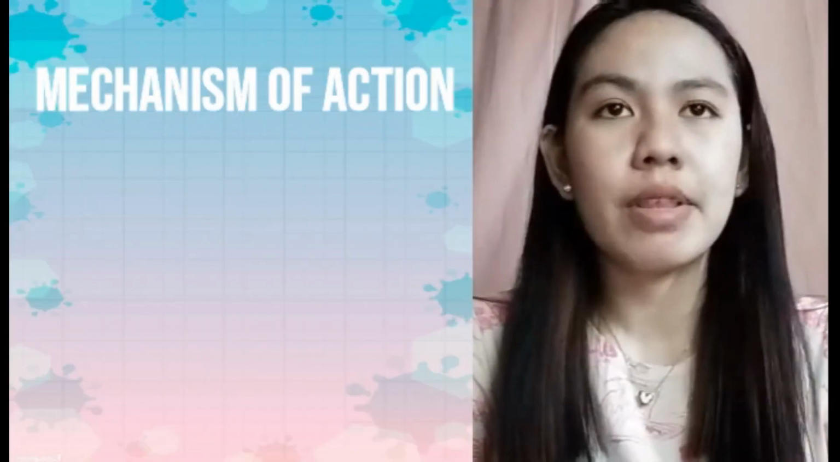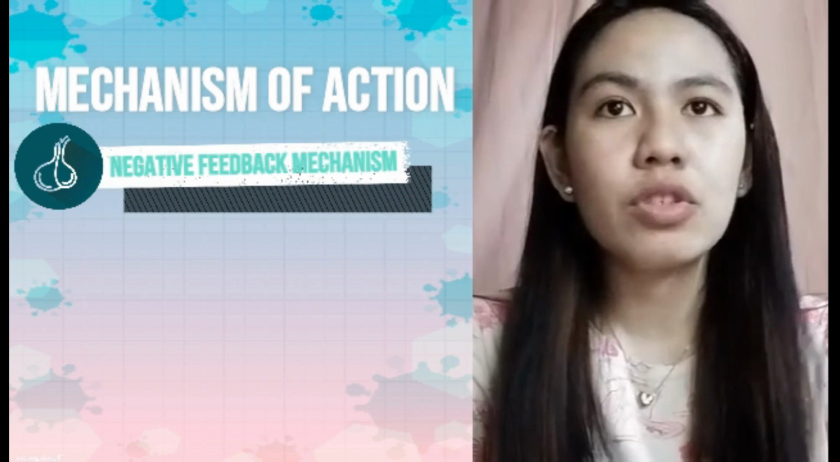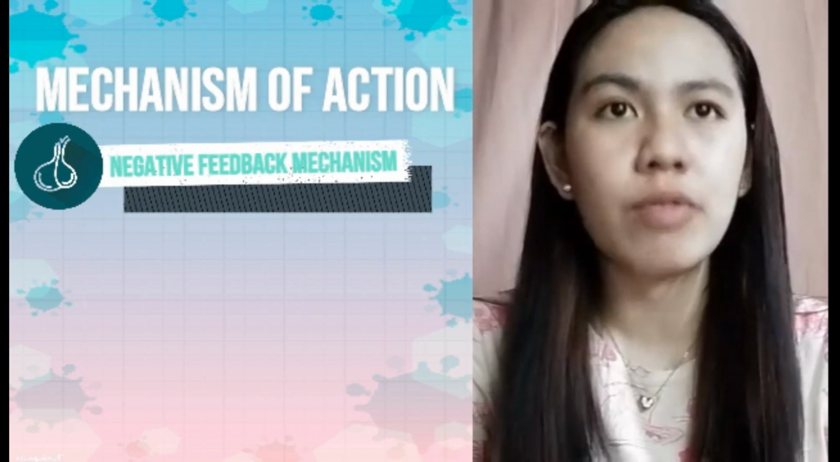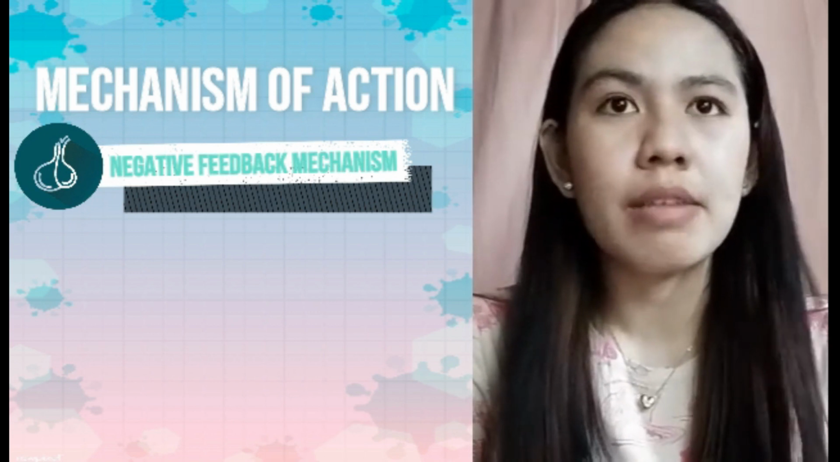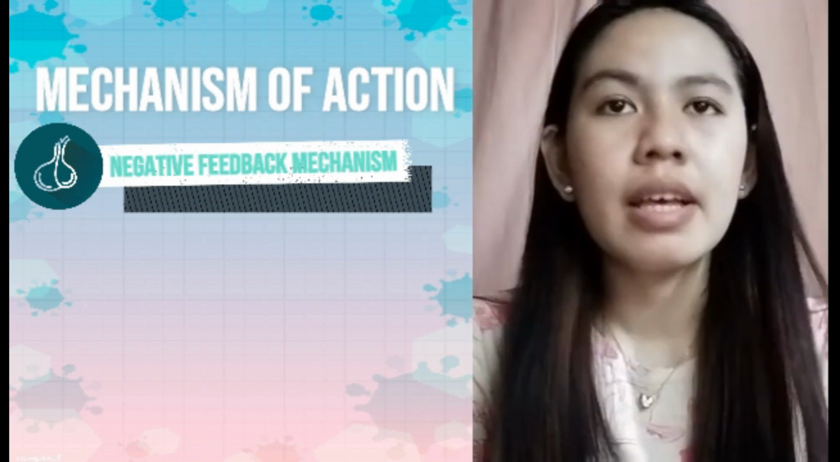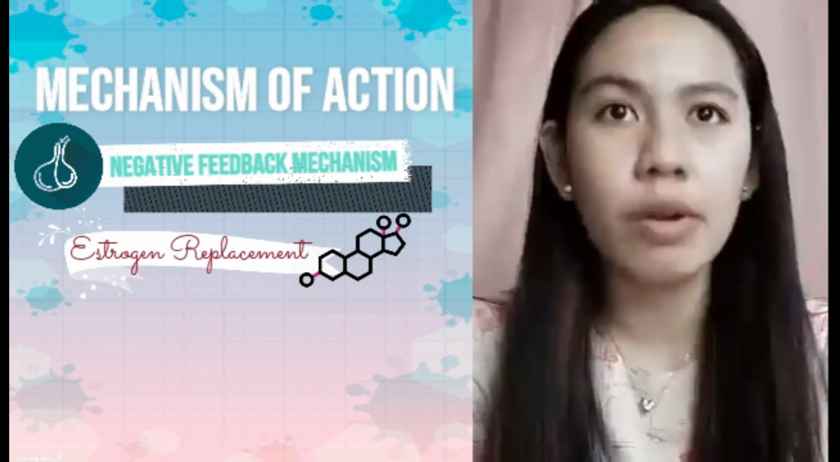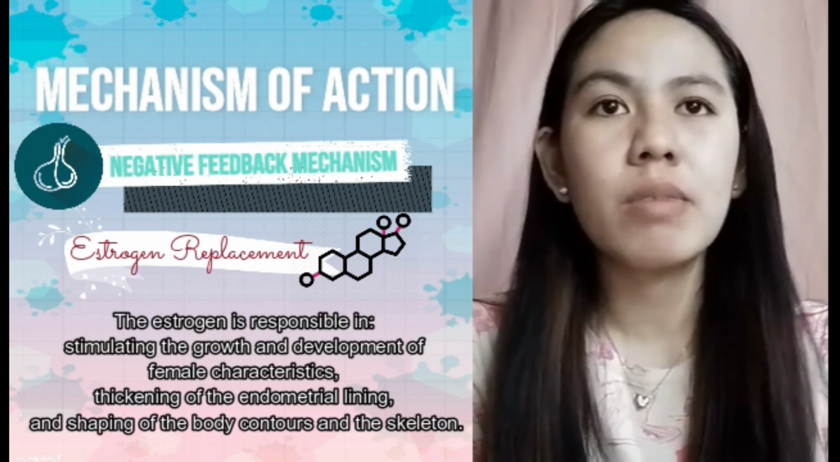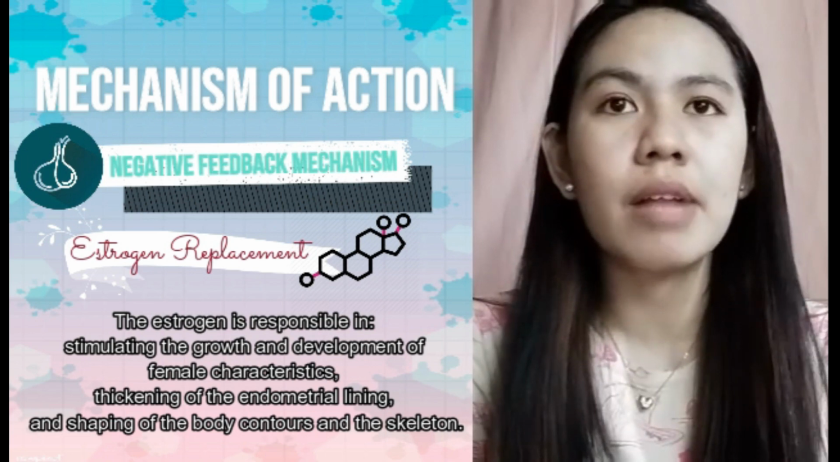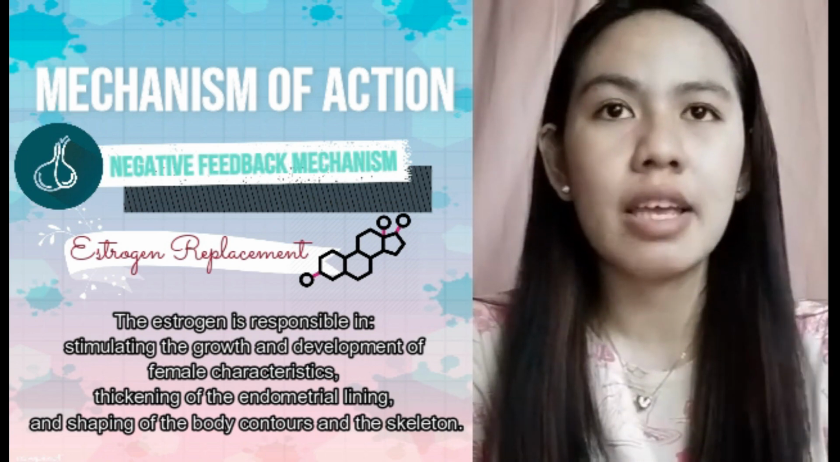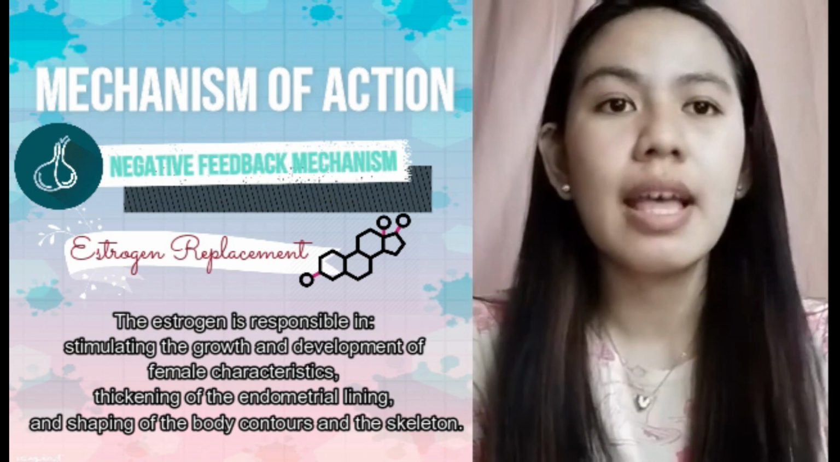So my mechanism of action is that through a negative feedback mechanism, I modulate the anterior pituitary gland in the secretion of gonadotropins, luteinizing hormone and follicle-stimulating hormone. I am also an estrogen replacement, reducing elevated levels of the hormones, and I am responsible for stimulating the growth and development of female characteristics, thickening of the endometrial lining, and shaping of the body contours and the skeleton.